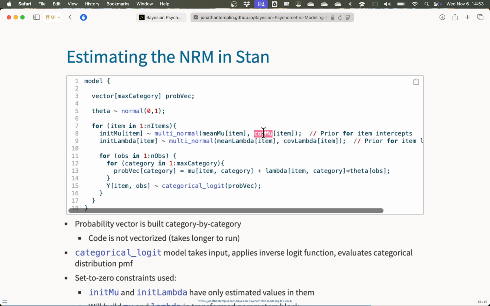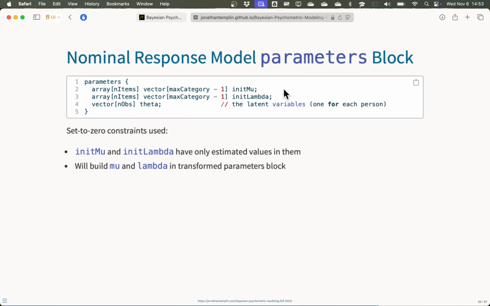Same thing with the covariance matrix. If I didn't use this constraint, if I did a different constraint, here the covariance matrix needs to have 4 categories, not 5, because of our constraint. So we initialize these values as parameters right here, init mu, init lambda, and then we have theta. But you note that init mu and init lambda only have 4 categories for each item, so for each item, there's 4 values of mu and 4 values of lambda.